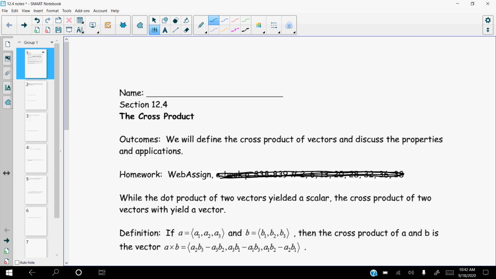Okay, so our outcomes: we're going to define the cross product of vectors and then discuss the properties and applications of what the cross product does and what it means. While the dot product of two vectors yielded a scalar, and we saw that in the previous section, the cross product of two vectors is going to yield a vector. That is definitely a typo. That should say "will yield a vector," not "with yield a vector."